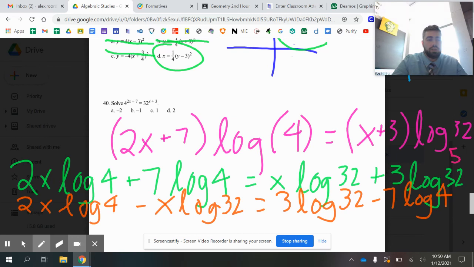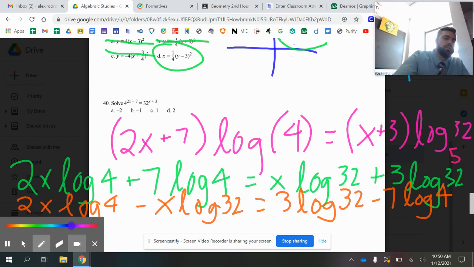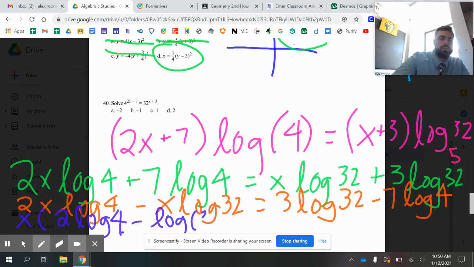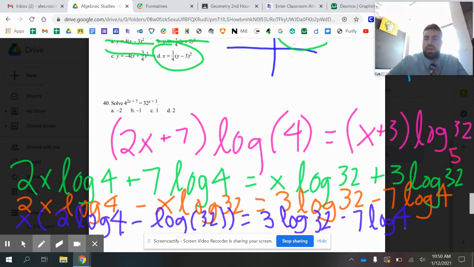Okay, so now I have a whole bunch. Now you'll notice that I have an x in both terms on the left. So I'm going to factor that out, right? And so I'm going to get x on the outside, (2 log 4 minus log 32), equals 3 log 32 minus 7 log 4. And then what's going to happen is we're going to divide both sides by 2 log 4 minus log 32.